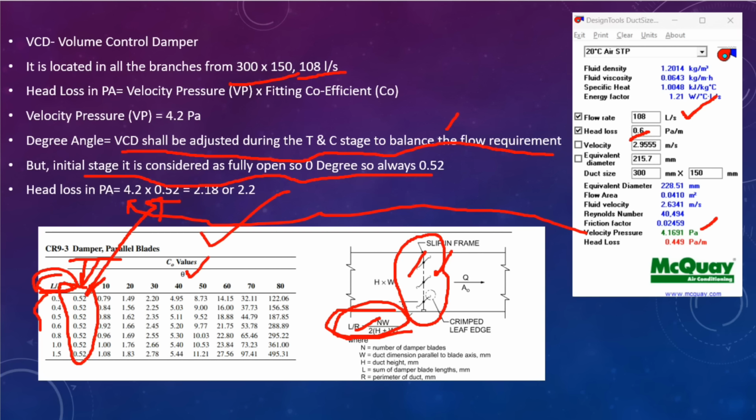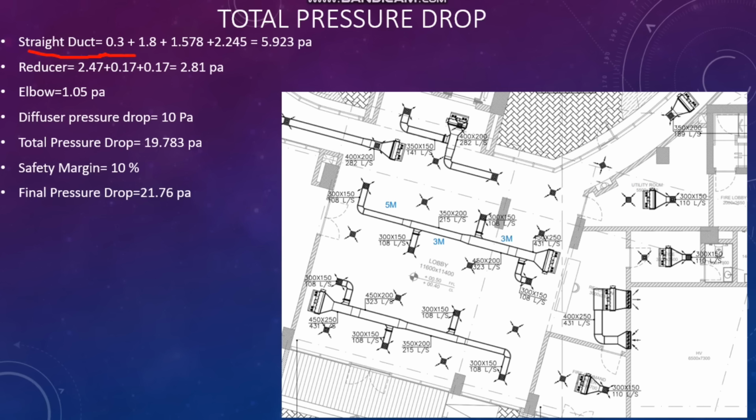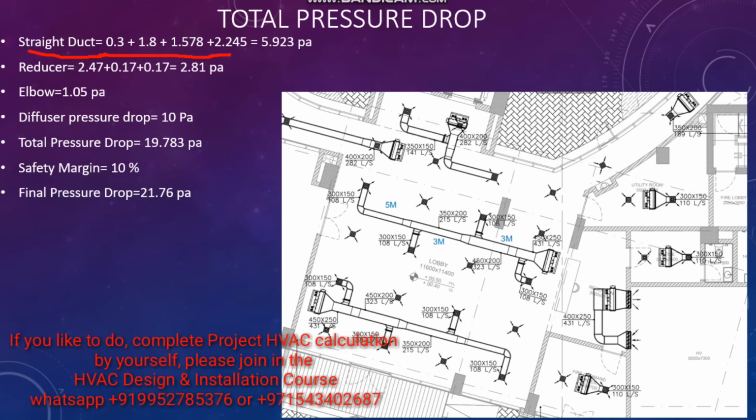So for the 0.52 fitting coefficient, you can multiply with the head loss, it will be 2.18. You can round up to 2.2. So this is the same concept you have to repeat for all the volume control dampers if you have in your longest path. So now finally here we have four straight duct pieces, for example, 0.5 meter, 3 meter, 3 meter and 5 meter. So all this pressure drop we added here.